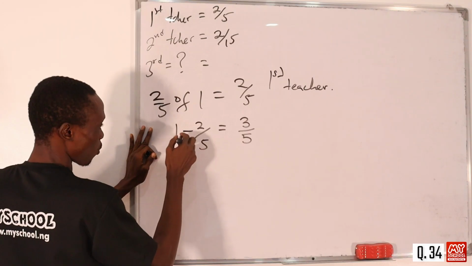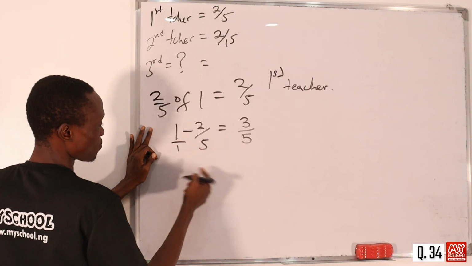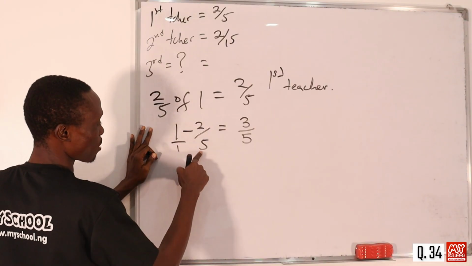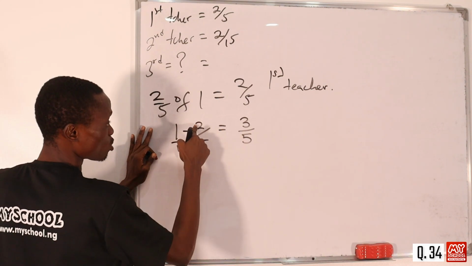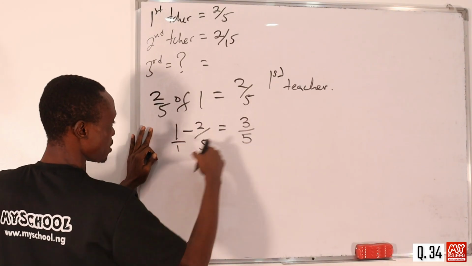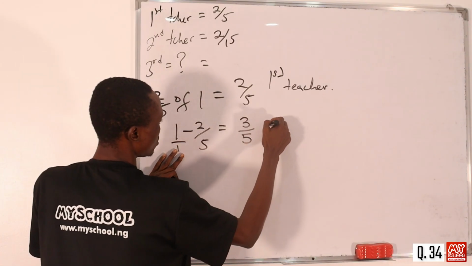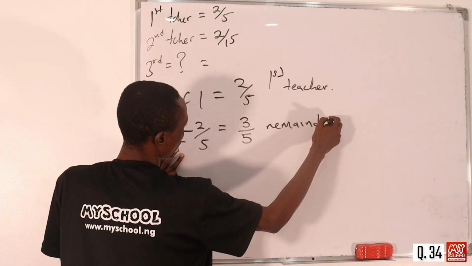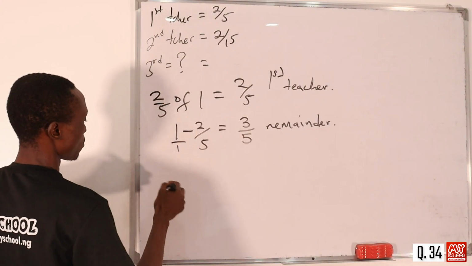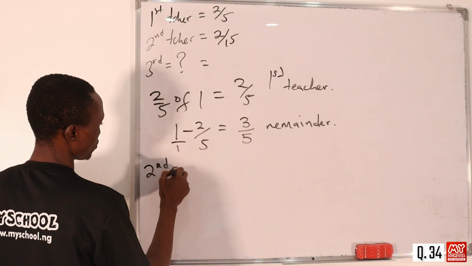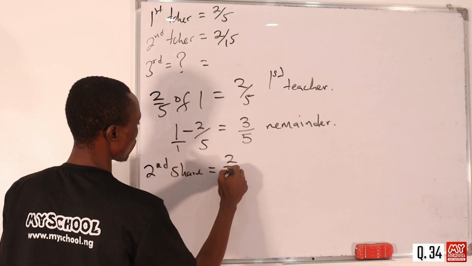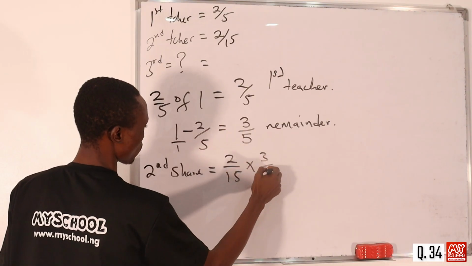The LCM of 1 and 5 is 5, then 1 into 5 is 5, 5 times 1 is 5, then minus 5 into 5 is 1, then 1 times 2 is 2, then 5 minus 2 will be equals to 3, over the LCM of 1 and 5. So this is the remainder. But remember, in this question we are told that the second teacher received 2/15 of the remainder. So the second teacher's share will be 2/15 times 3/5.